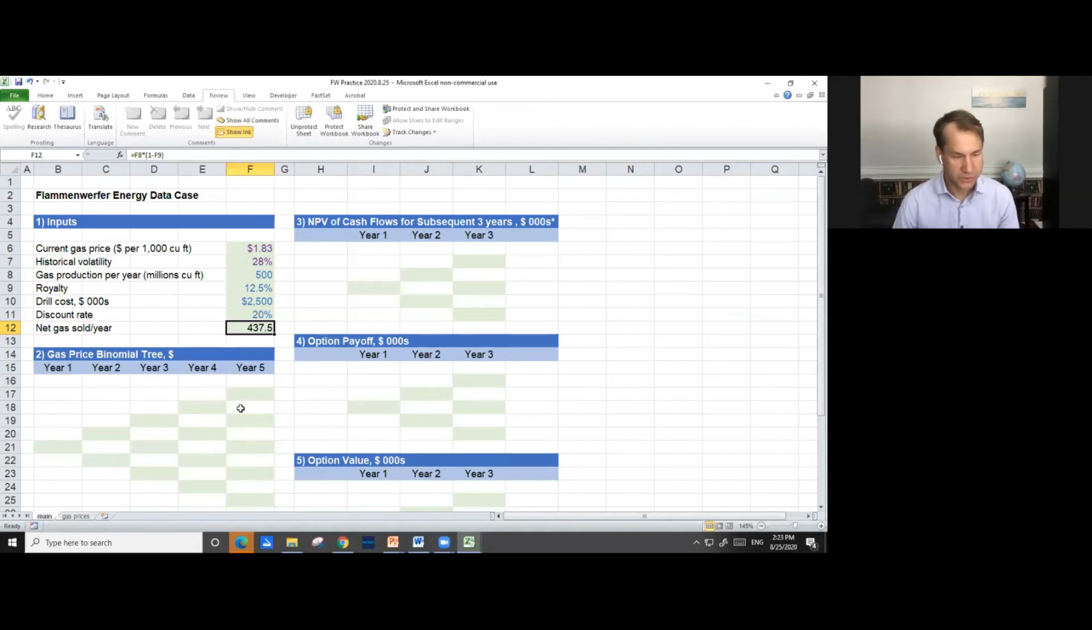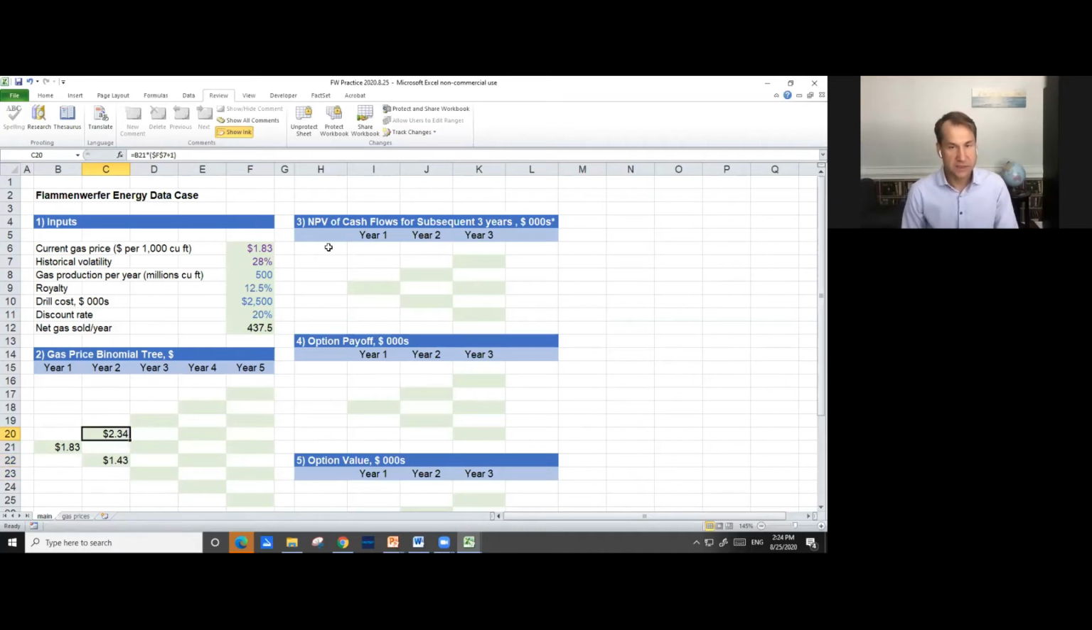So to build the binomial tree, let's start with the current year gas price. And then in year 2, as we were told, it can go up by 50% of historical volatility. So the previous year multiplied by the cell F7, and I'll freeze F7 so it won't move around. Multiply that plus 1, so that will be an increase of 28%. Or it can go down by the same amount, so it will be the prior price divided by 1 plus 28% in cell F7. And then I'll freeze F7.